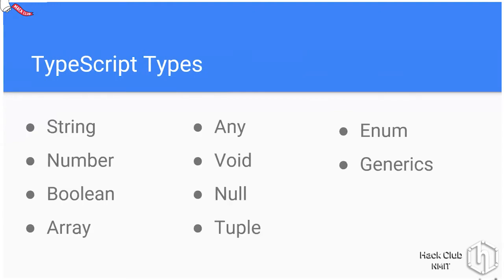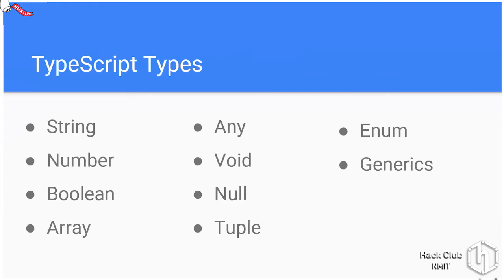Next, we have TypeScript types. I'm sure you have seen these in other high-level languages. So here are the types we can use in TypeScript. We have basic types such as string, number, booleans, which are true or false values, and arrays. And then we also have any, which takes in any kind of type or data.